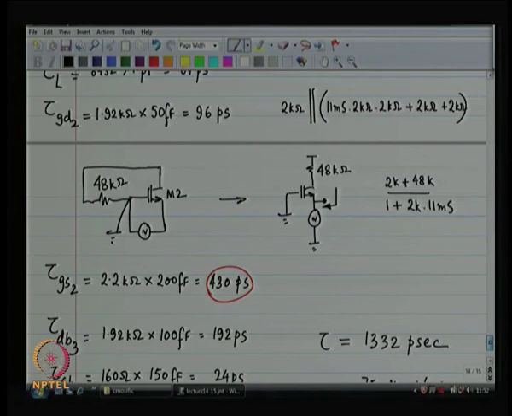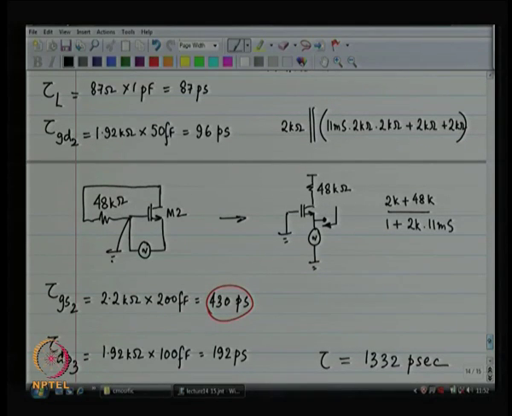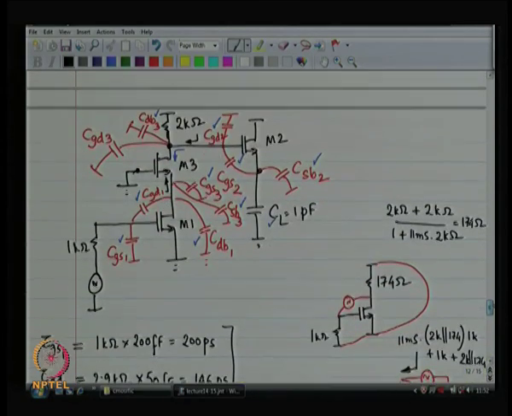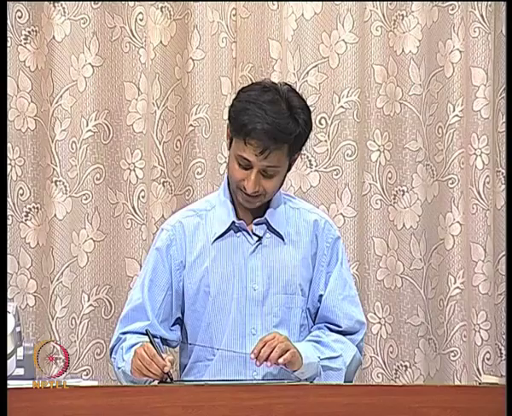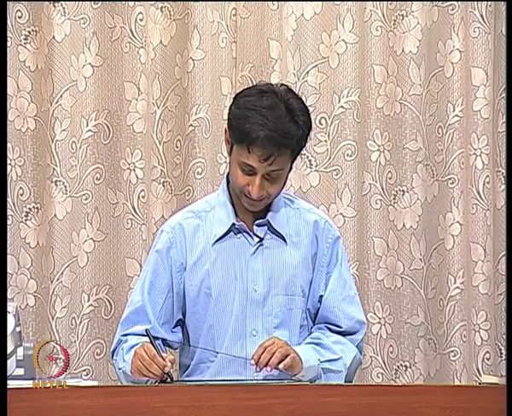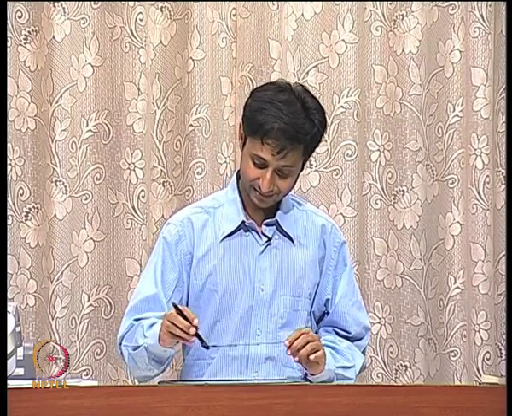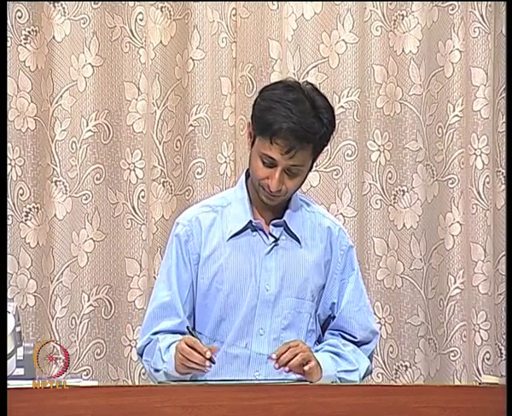Okay, we get what we get. This is a little strange. It's not right. What is not right is this 48 kilo ohms. Looking in over here, I can't ever see 48 kilo ohms. I see 48 kilo ohms in shunt with 2 kilo ohms. All right. So that was the mistake that I made, and as a result, I get wrong answers.